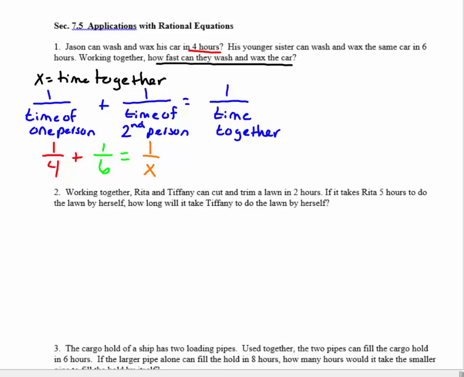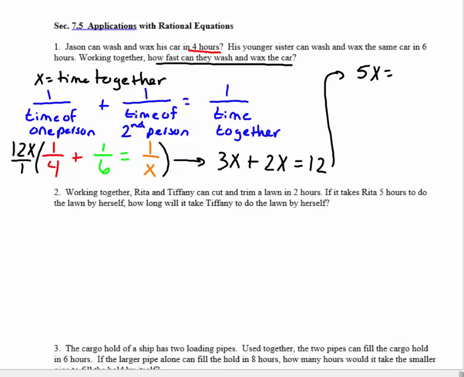Now we need to find an LCD and multiply every term by it to get rid of fractions. Our LCD between a 4, a 6, and an x would be 12x. So we'll multiply everything by 12x over 1, and hopefully that will cancel out the fractions. So 12x times 1, divided by 4, is 3x. 12x times 1, divided by 6, is 2x. And 12x times 1, divided by x, is just 12. Combining like terms, we get 5x equaling 12. Divide by 5 on both sides, so x is going to equal 2 and 2/5.